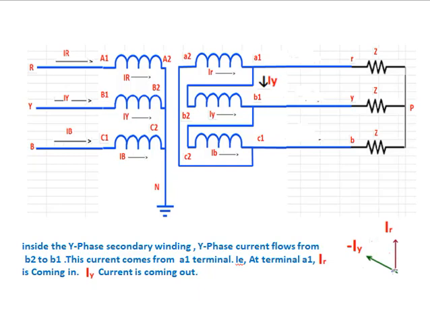Inside the Y phase secondary winding, Y phase current flows from B2 to B1. This current comes from the A1 terminal. That is, at terminal A1, IR current is coming in and IY current is going out. It is represented by the vector.